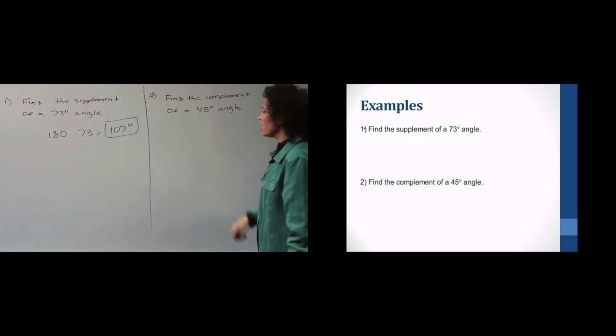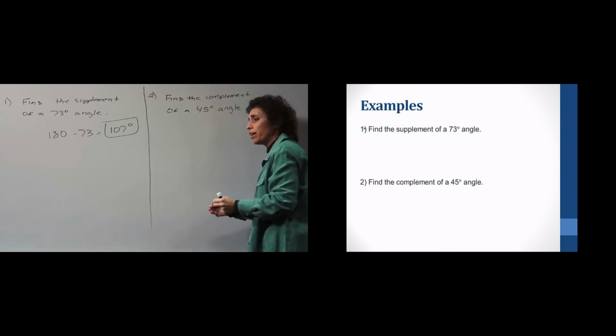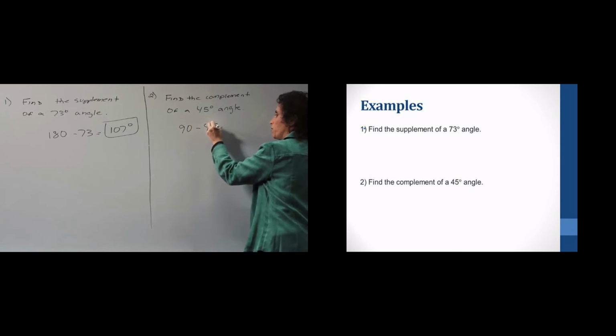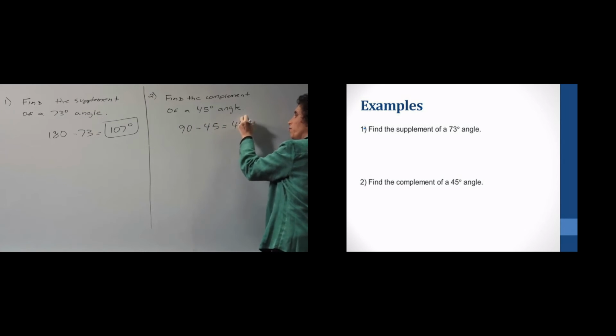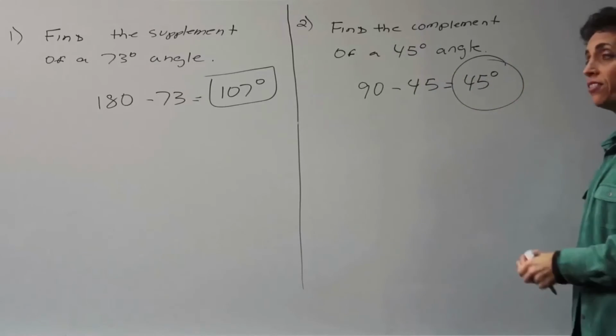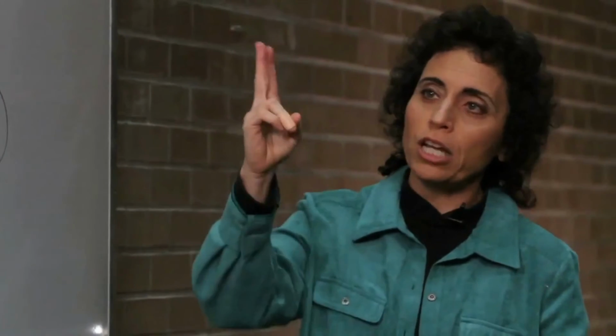Okay, and here, the complement of a 45-degree angle. Well, remember that complementary angles have to add up to 90 degrees. So I go 90 minus 45, and I get another 45-degree angle. So 45 degrees is the complement of a 45-degree angle. And that's it. That's supplements, complements, and angles. So next time we meet for lesson 2, we're going to talk about triangles.